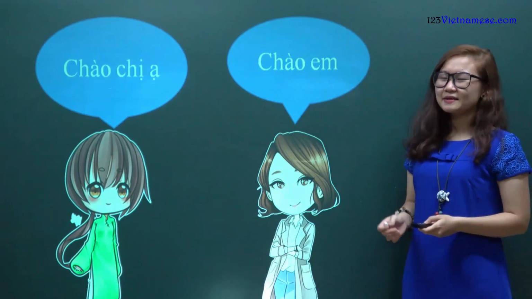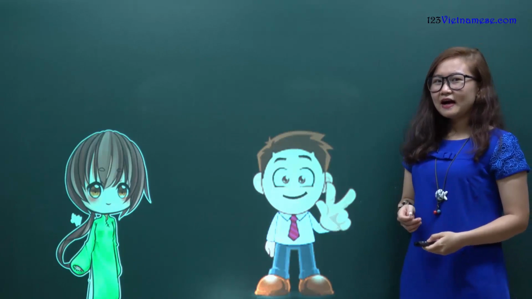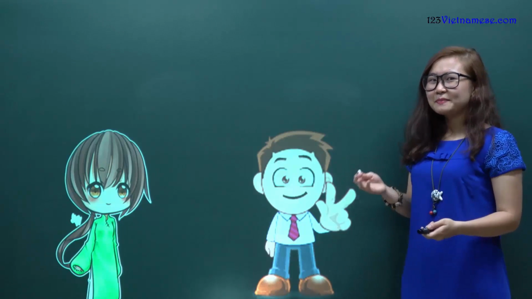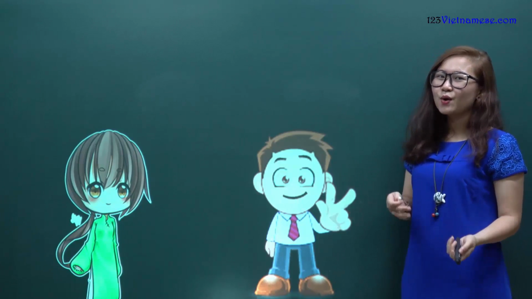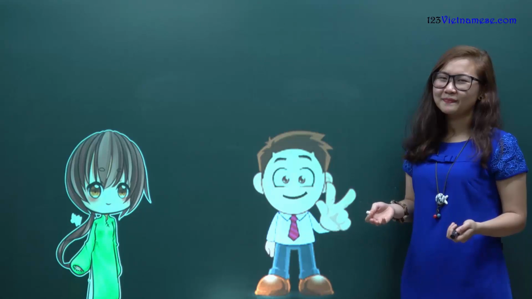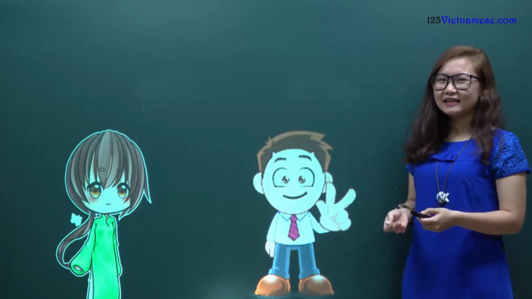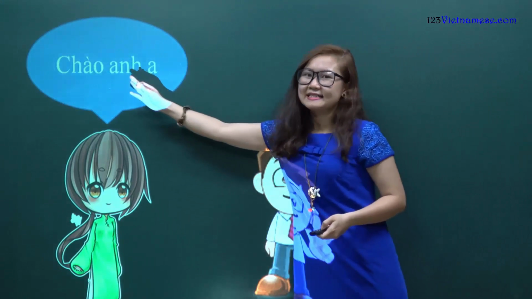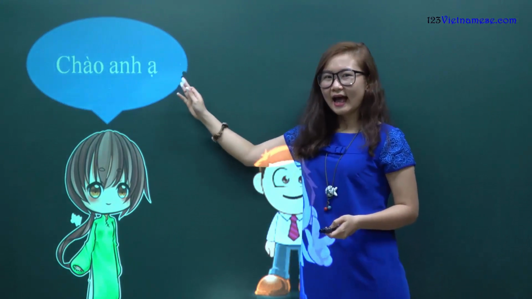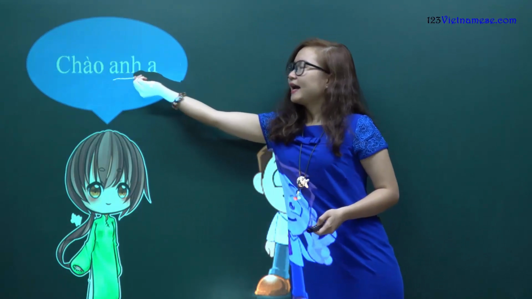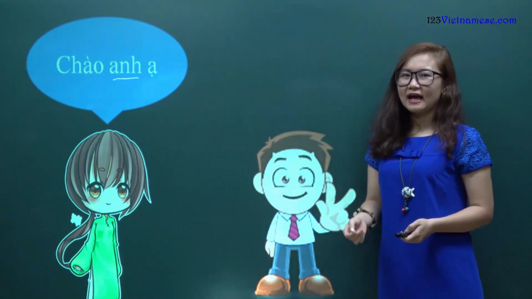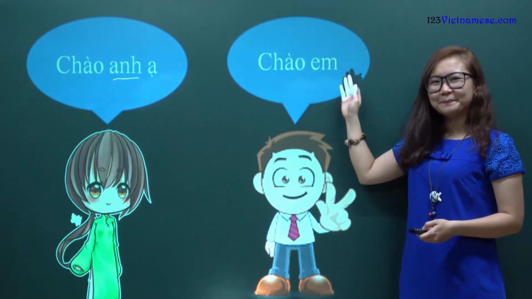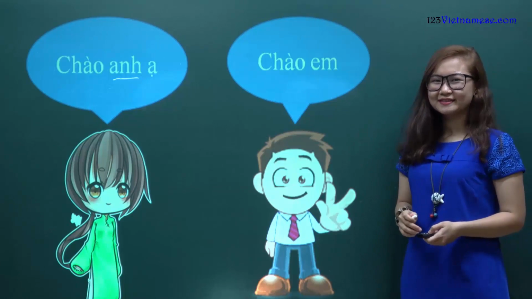Next, if I meet a man who is a little bit older than me, how will I say hello to him? Yes, I say chào anh ạ. Anh means elder brother. And he will say chào em. Hi, younger sister.